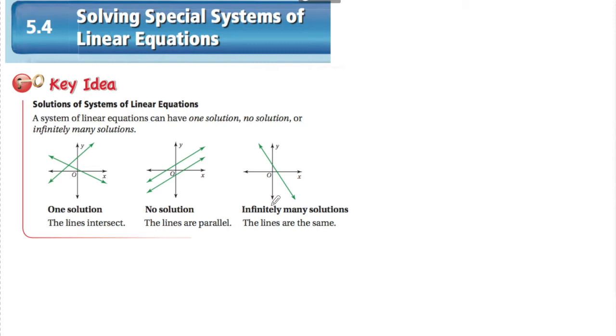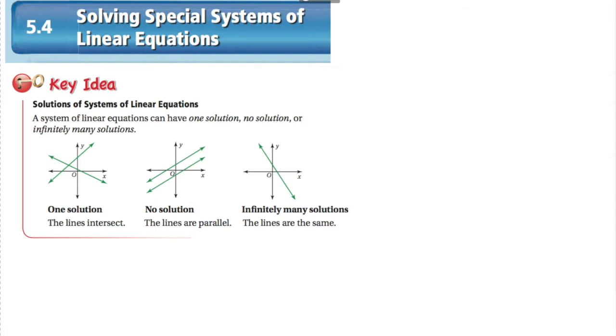And our third option is infinitely many solutions. These lines are the same. If we had two lines graphed on a coordinate plane, and both of them were exactly the same line, at any point on that line, we would have a solution. Remember, a line is just an infinite amount of points put together in a line. Okay? So each one of these little points would be a solution. So take a minute, copy the key idea down, and then we're going to move on to example 1.